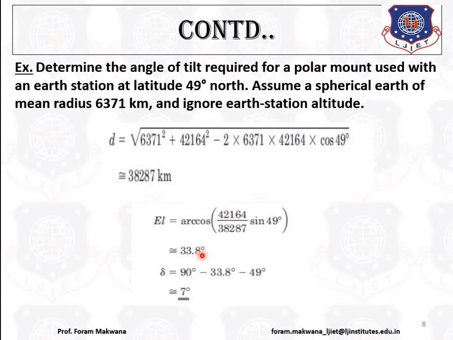Now using the equation of delta, delta is equal to 90 minus the elevation angle minus lambda E. This is the value of the elevation angle, and this is the value of lambda E, which is already given here. So we get the angle of tilt: the value of delta is 7 degrees.